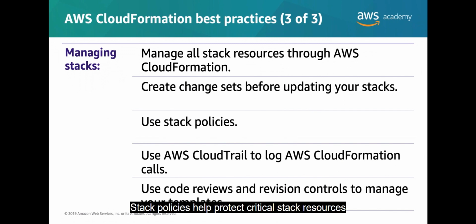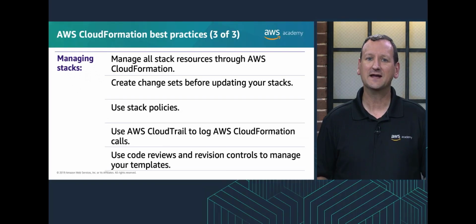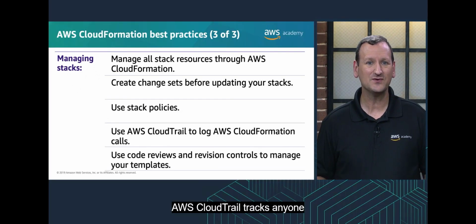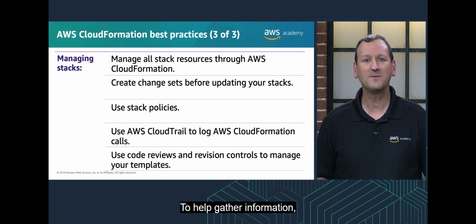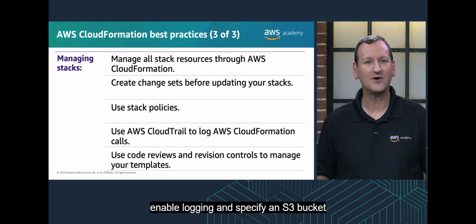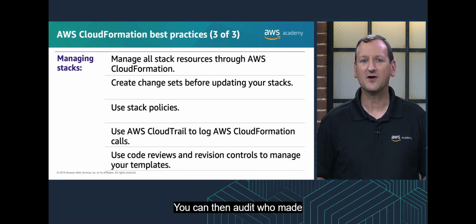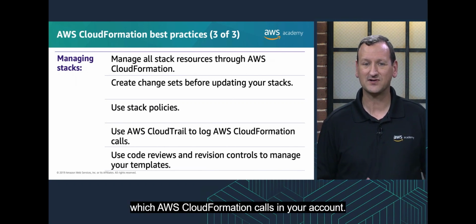Stack policies help protect critical stack resources from unintentional updates. Specify a stack policy when you must create a stack that has critical resources. AWS CloudTrail tracks anyone who makes CloudFormation API calls in your account. To help gather information, enable logging and specify an S3 bucket to store the logs. You can then audit who made which AWS CloudFormation calls in your account.